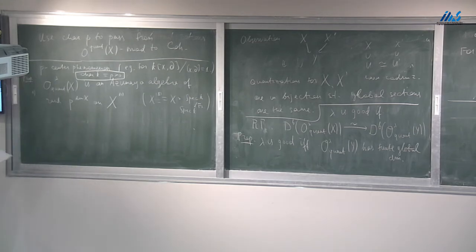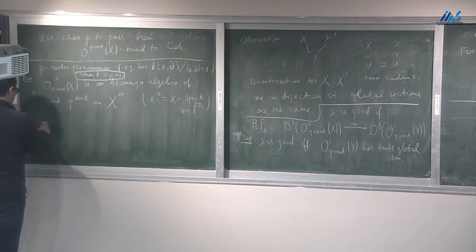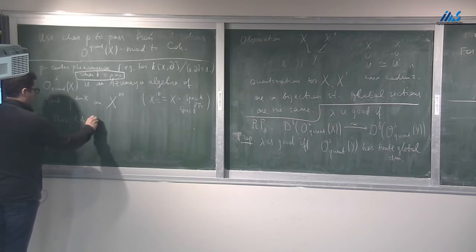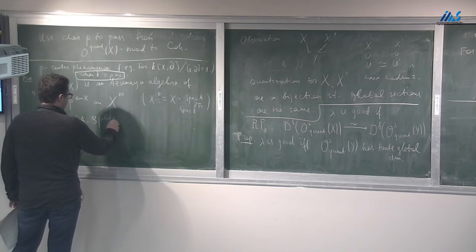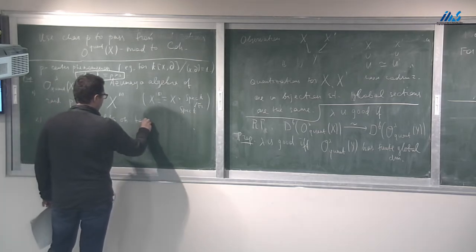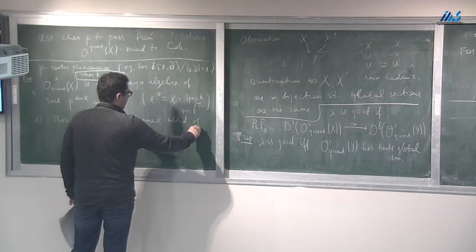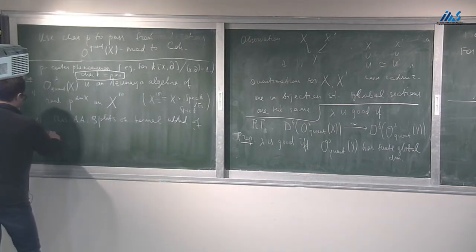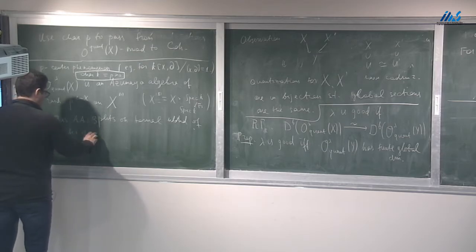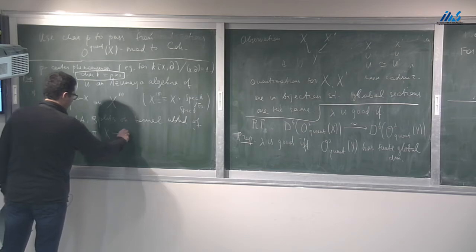And also the class of this Azumaya algebra. The point is that this Azumaya algebra splits on the formal neighborhood of every fiber of pi from X to Y.